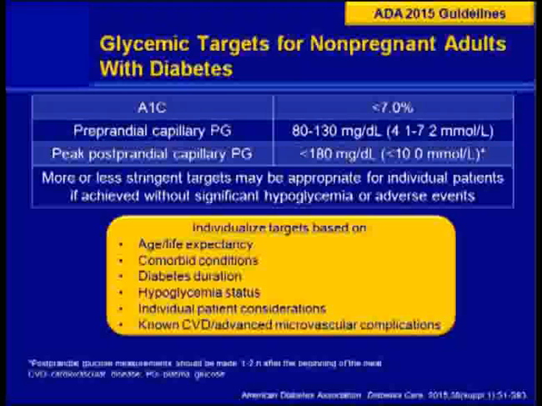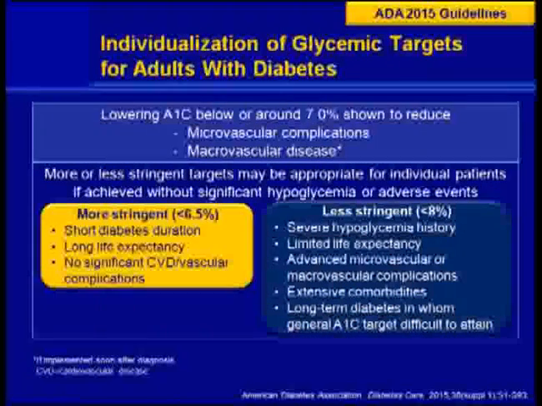So what should be the standards of care for glycemia, lipids and hypertension, which we should talk about? The glycemic target for a non-pregnant adult with diabetes: preprandial sugar should be managed around 80 to 130 mg/dL, and peak postprandial should be less than 180 mg/dL. Individualized targets are based on age and life expectancy, comorbid conditions, diabetes duration, hypoglycemic status, individual patient consideration, known CVD and advanced microvascular complications. Lowering HbA1c to below or around 7% has been shown to reduce microvascular complications and macrovascular disease.